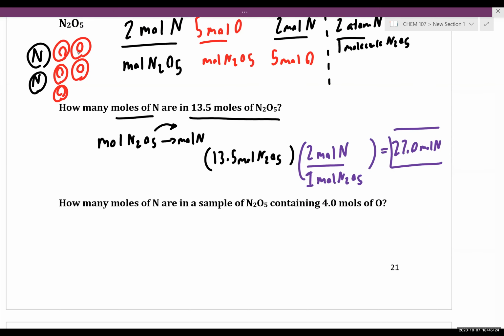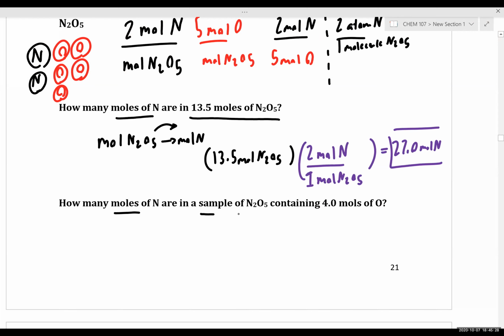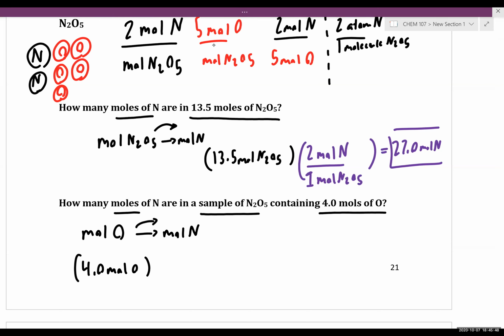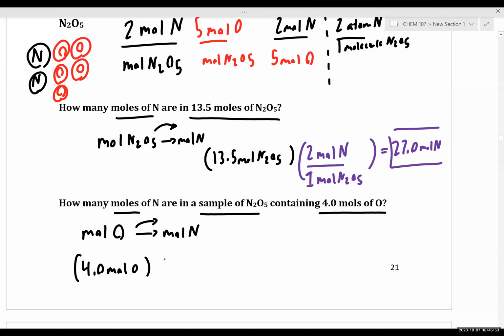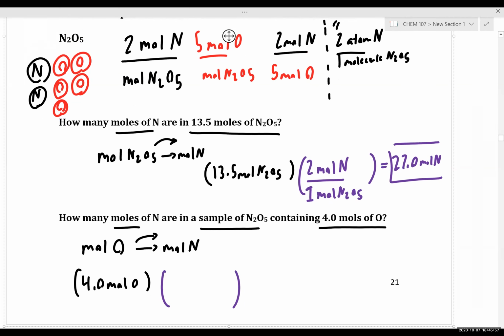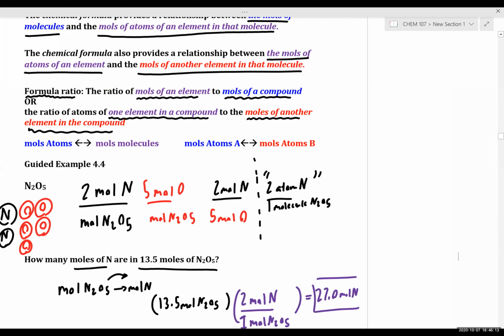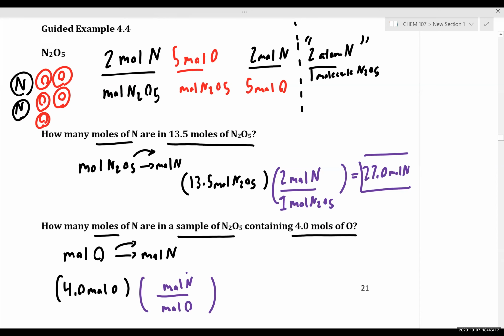This time we're asked to calculate how many moles of nitrogen are in a sample of N2O5 containing 4 moles of oxygen. So in this case, we're asked to go from moles of oxygen to moles of nitrogen. So given that we have 4.0 moles of oxygen, what unit needs to be on top? Nitrogen. Yep, exactly right. And moles of oxygen needs to be on the bottom. So how many moles of nitrogen do we have per oxygen? What's our formula ratio? 2. Exactly right. We have 2 moles of nitrogen. We see 2 nitrogens here per every 5 moles of oxygen.